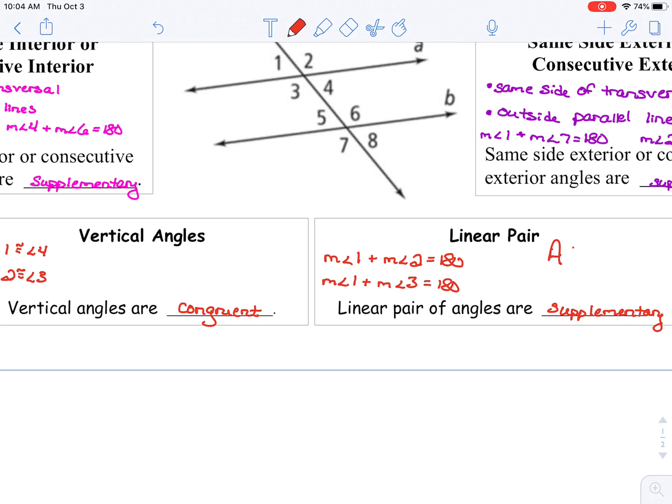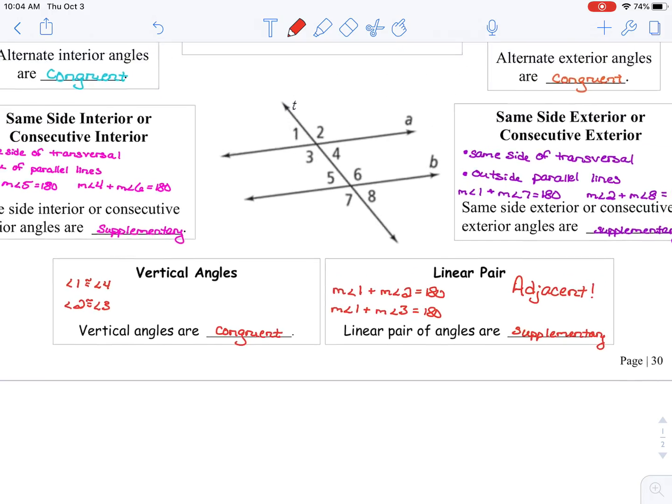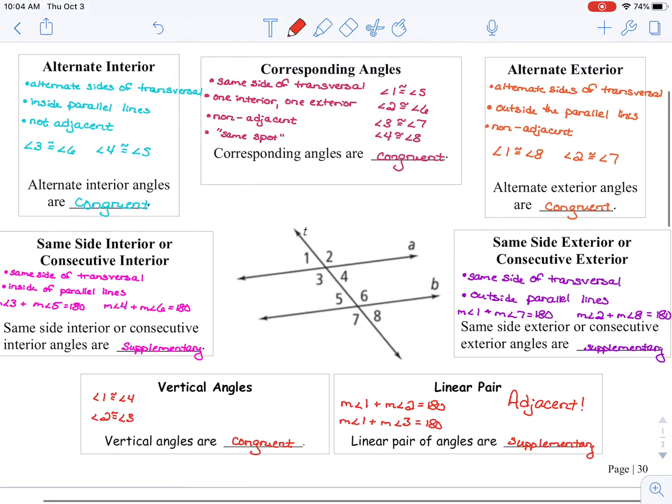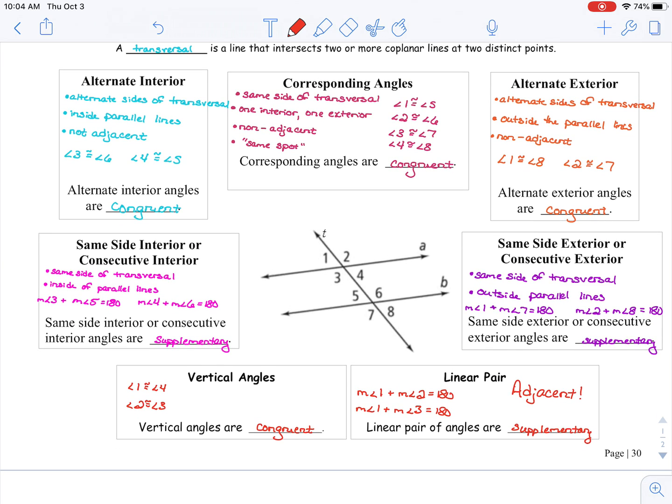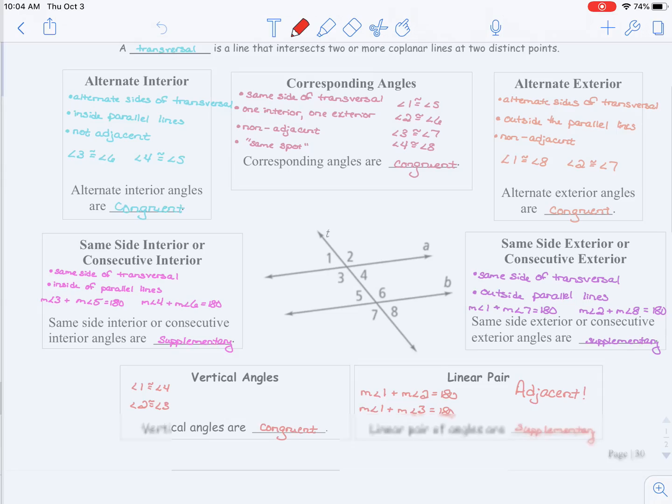This is the only set of angle pairs that are adjacent. So many times on those others I said not adjacent, not adjacent, not adjacent. Linear pairs, 100% adjacent. So this is an important page. This has all our definitions. This has examples of it. We need to actually go practice using it.